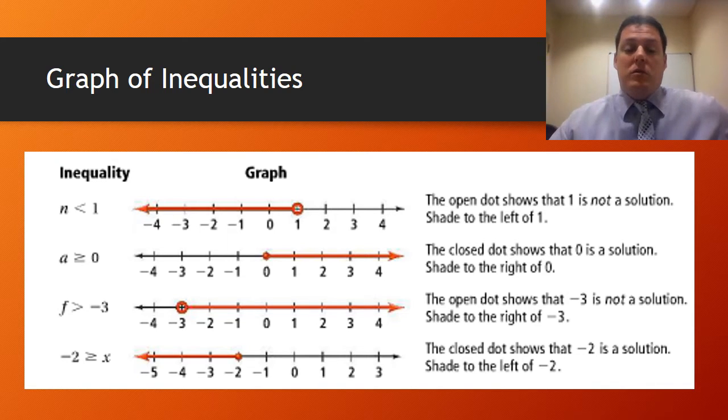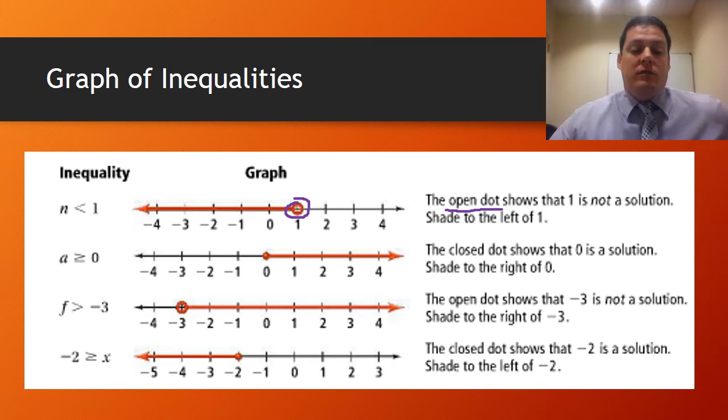All right, this chapter is mostly about inequalities, and I just wanted to highlight some important points. So if we're going to graph the inequality n is less than 1, that means we're graphing everything to the left of 1. So less than 1. And if it's just less than, we use an open dot. Okay, so the open circle means less than.